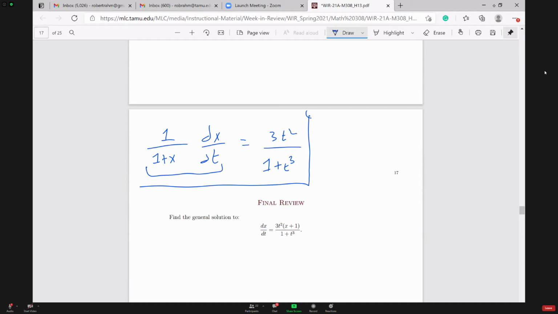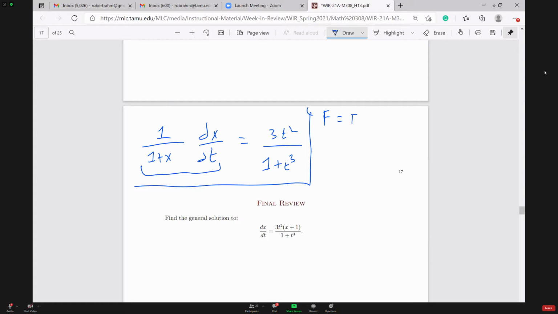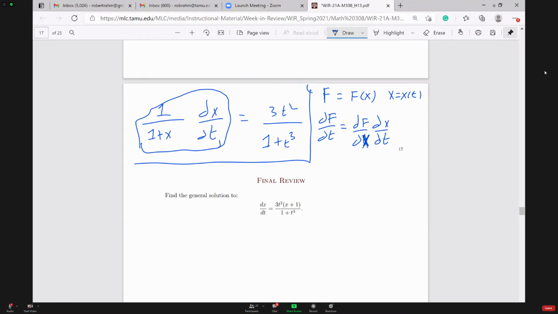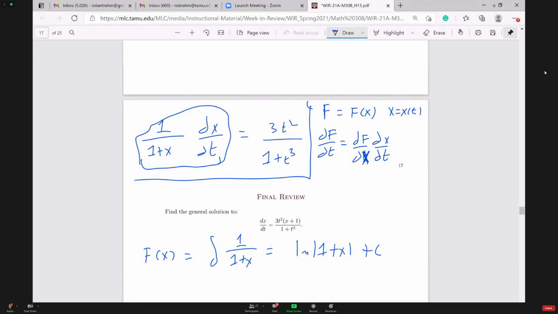The idea is that if I have some function f of x, and x is a function of t, then the derivative of f with respect to t is going to be equal to the derivative of f with respect to x times the derivative of x with respect to t. Okay, and so this right here is what you get if you do the chain rule. So in other words, f of x is just going to be the antiderivative of 1 over 1 plus x, which is equal to the natural log of 1 plus x plus c. But notice what we're saying is that the left-hand side is equal to the derivative with respect to t of f. So this is f of x.